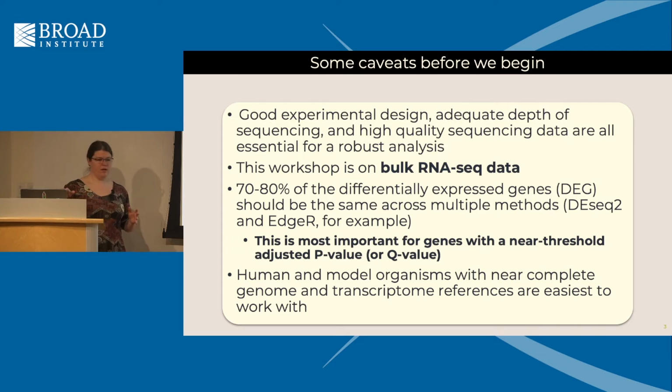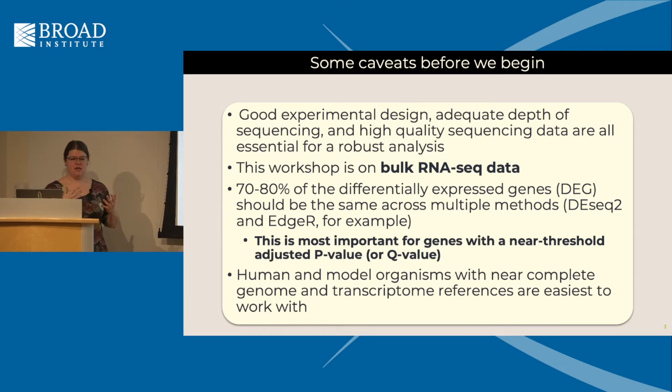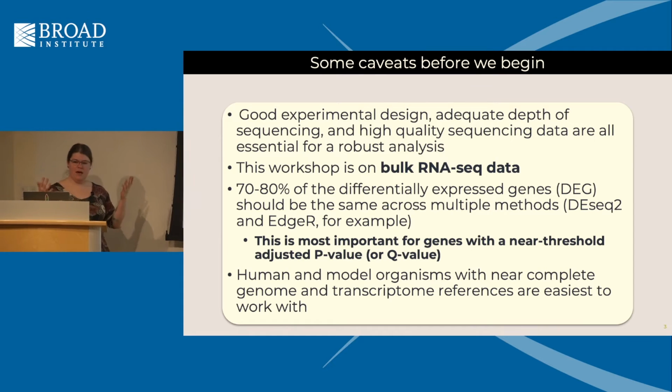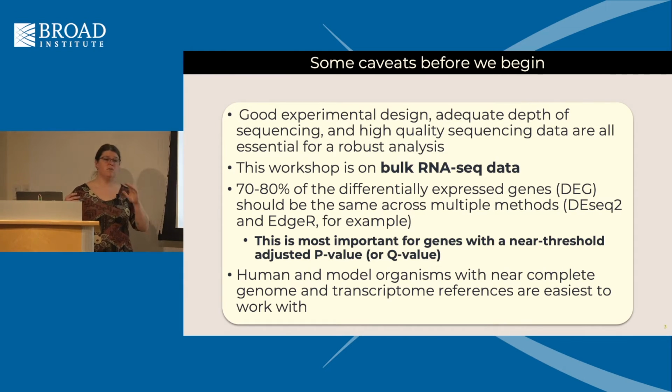I'm giving a threshold here that is a broad threshold, but I generally try to say that 70 to 80%, something like that, of the differentially expressed genes should be the same across multiple methods. I'm giving you two here, DESeq2 and edgeR, but there's a lot of other ones. And this is really important for genes that have a p-value or a q-value that's near the significance threshold, which is typically 0.05. If you're like, I'm so interested in this gene, it's differentially expressed, make sure that it shows up in another analysis. Make sure that you have robustness in your analysis.